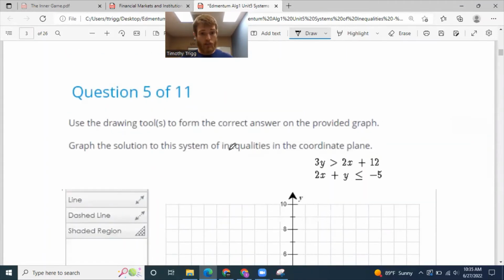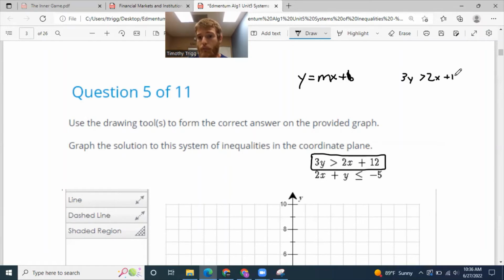Let's go ahead and graph a system of inequalities here. So once again, we want to get both of these inequalities into slope-intercept form, y equals mx plus b. It obviously won't be equals, but some inequality: y is less than mx plus b, or y is greater than or equal to mx plus b, or something, right? So we want to get y by itself. Let's start with this first inequality. How are we going to do that? Well, notice it's 3y is greater than, by the way, I hope you're writing this all down, 2x plus 12.